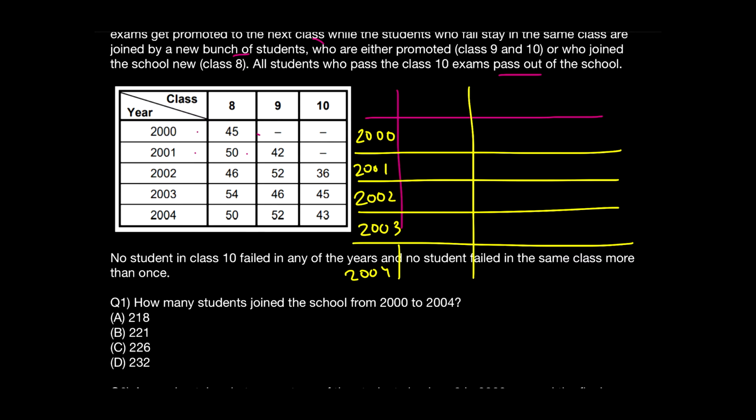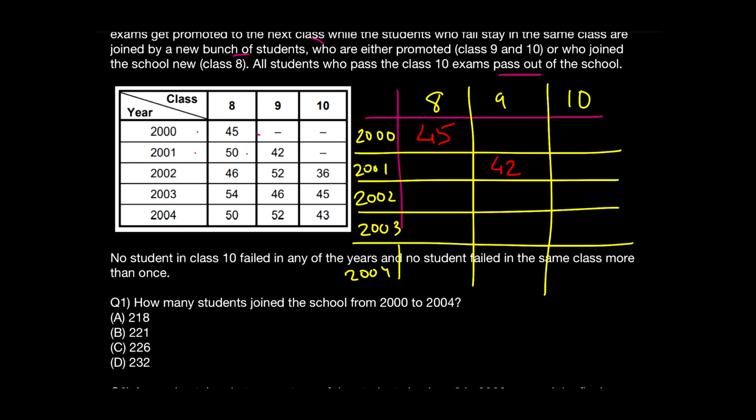Over here, this data is for standard 8, this is for 9, and this is for 10. Now the interesting part to note is that the number of students admitted in the first year is 45 only. Out of 45, some passed to standard 9, and that number is 42. That means the remaining 3 students failed.